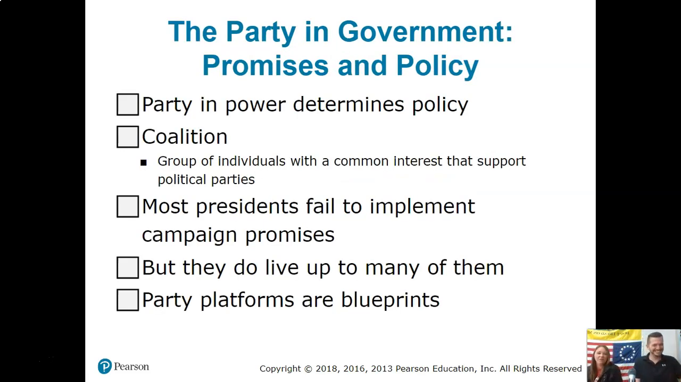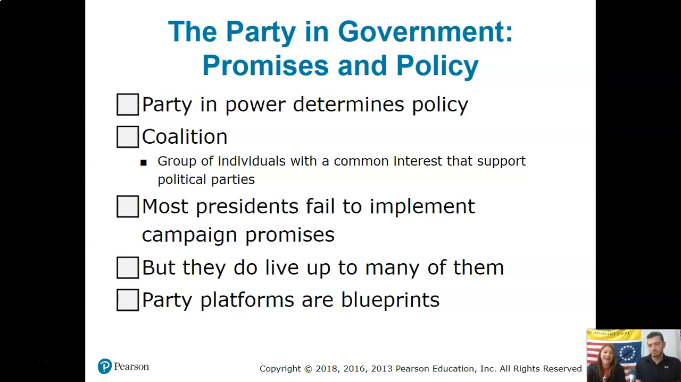Okay, the party in government, promises, and policies. So we know that the party that is in power determines policy. Now, this gets a little bit tricky if we have a divided government, a vocabulary term. So let's say the president is Republican, like President Trump in his last couple years. The House of Representatives was dominated by Democrats. The Senate was dominated by Republicans. It was very difficult to come to any kind of compromise and agreement, and so very little gets done in that regard.